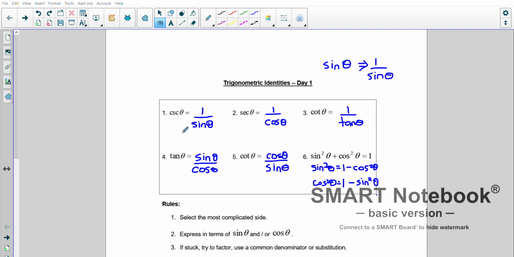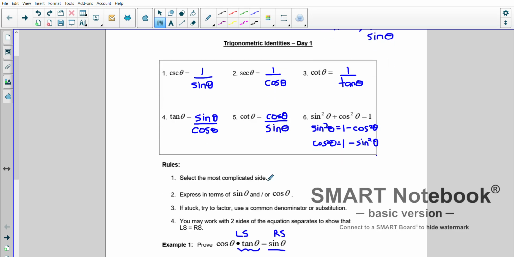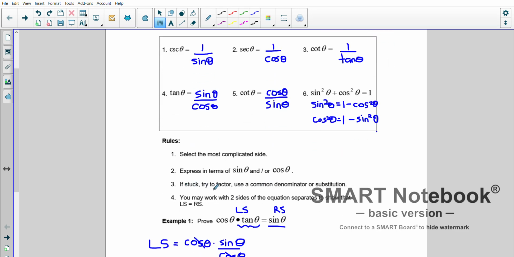And of course I don't expect you guys to know this already or have even thought of this, but now that you've been exposed to it, it's going to be on the table. And it was briefly mentioned here. If stuck, try to factor.